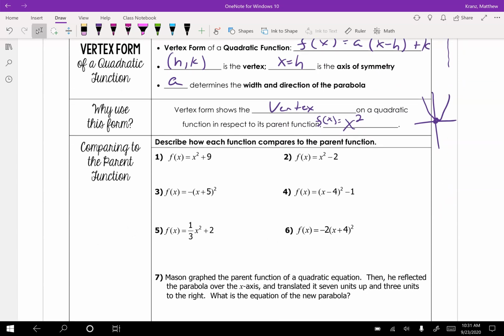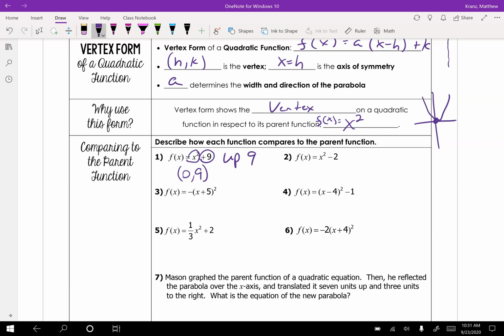Now, on number one, we're going to describe what is happening to our parabola. Up, left, up, right, down, 4 over, 2 up. So basically, when we look here, we see nothing is happening to x. So that gives us our x is 0. And this one says we're going to go up 9. So that makes our vertex 0, 9. So this is just up 9.